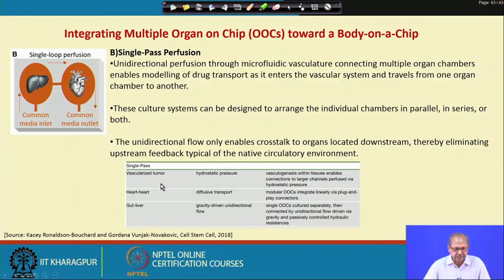So, examples in that system are the single pass vascularized tumor, where hydrostatic pressure is used, heart, diffusive transport, and gut and liver, with gravity driven unidirectional flow.